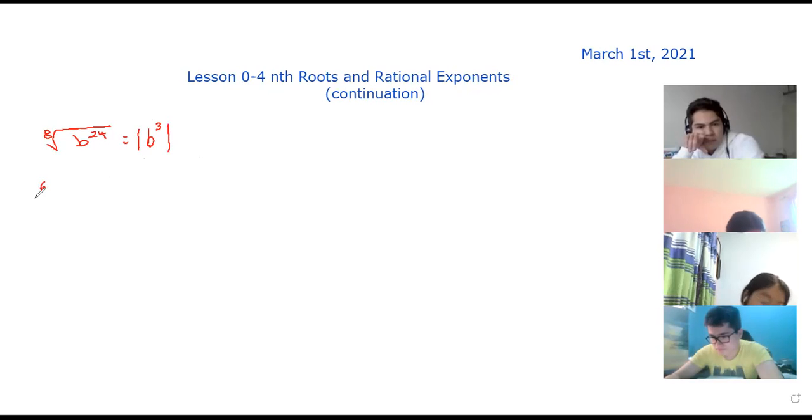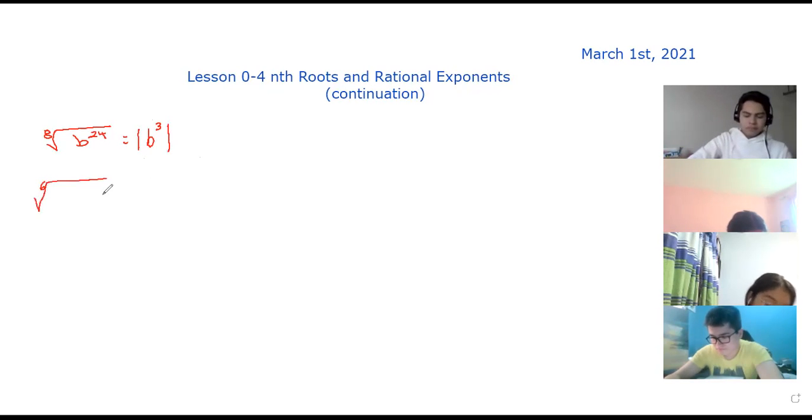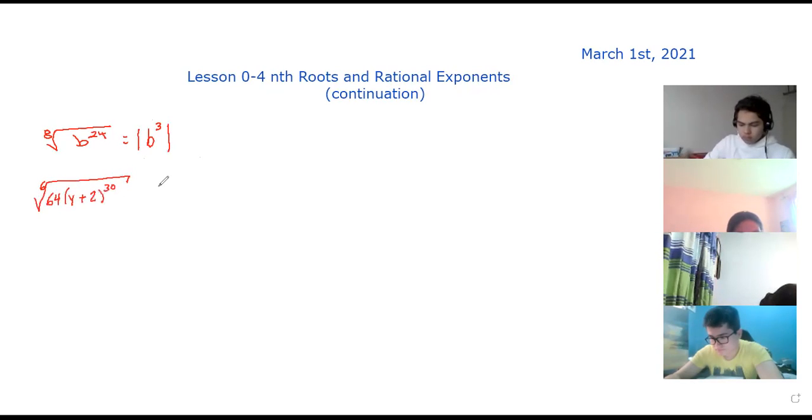The next one that we did was the 6th root. I'm sorry, I don't know what is happening with my pad. 64 (y plus 2) to the 30. And the answer that we got was 2 (y plus 2) to the 5th power. This is an even power in the radicand and an even index, but the answer that we got is odd. So that means that we need to write it in absolute value. Okay.